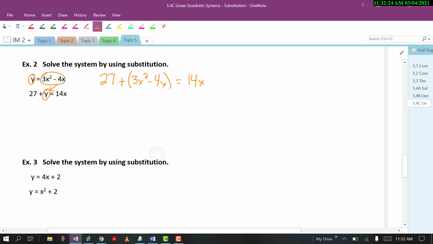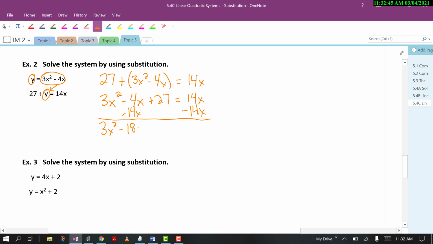Well, let's just rewrite this in decreasing order. So 3x squared minus 4x plus 27 equals 14x. And of course, to solve this, we need to get it equal to 0. So subtract 14x. So we have 3x squared minus 18x plus 27 equals 0.